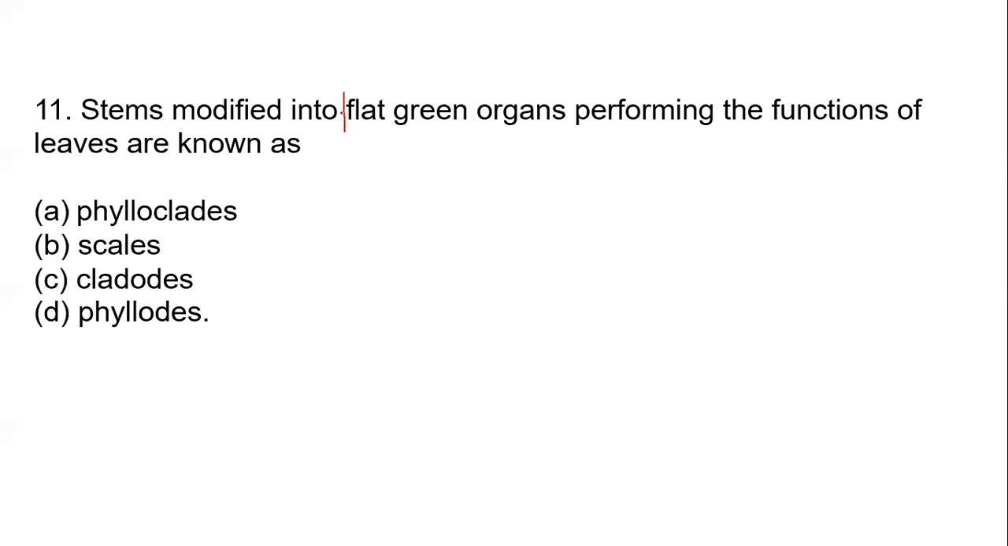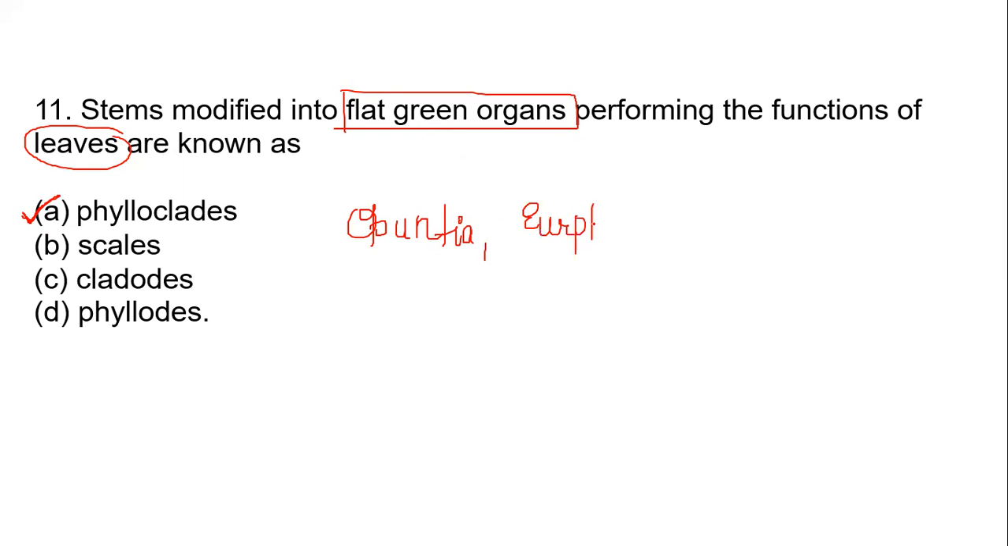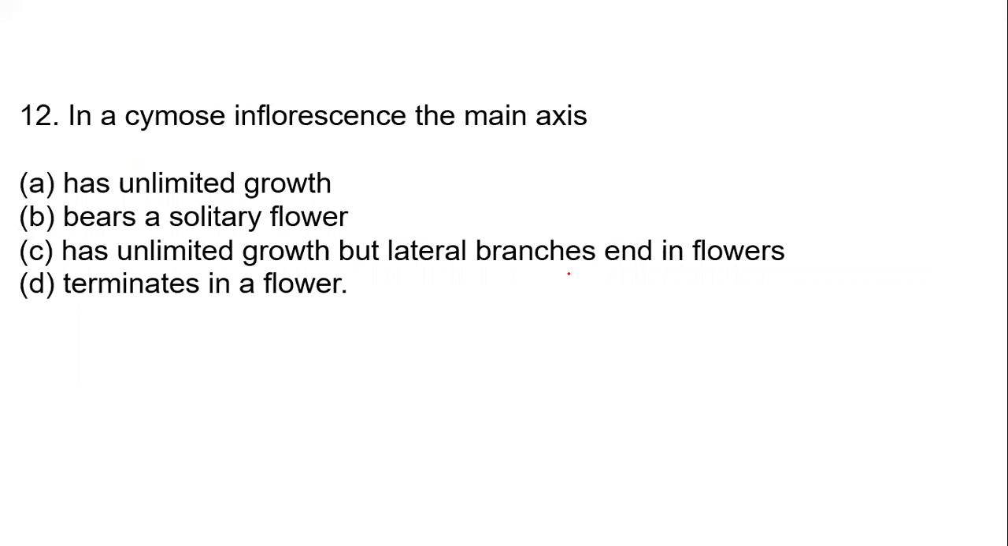Stems modified into flat green organs performing the function of leaves are known as. So a modification of the stem that looks like a leaf or is photosynthetic in function. You know the answer, it is the phylloclade. Opuntia and Euphorbia are phylloclade examples. Moving on to question number 12.